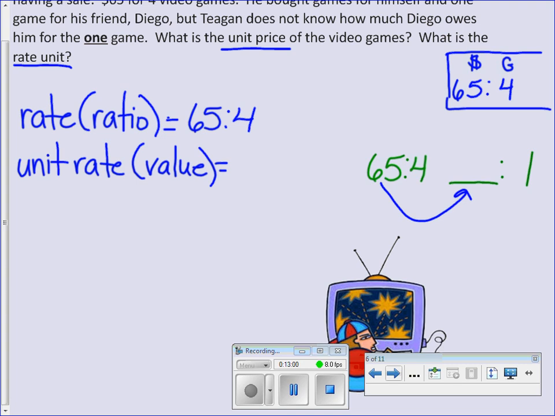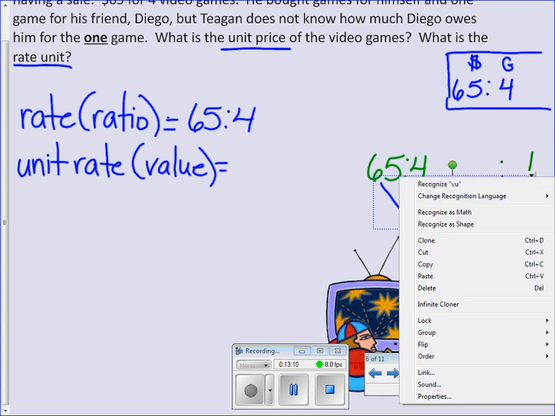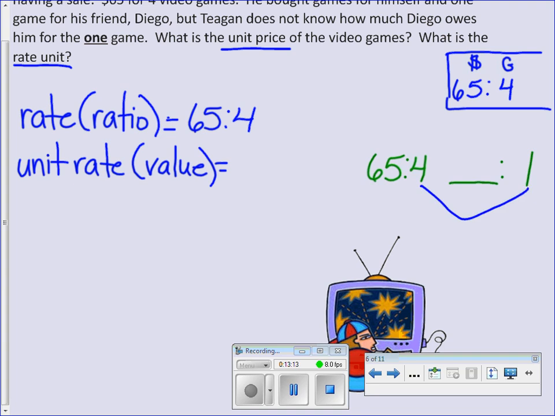So 65 to something, then 4 to 1. How do I get from 4 to 1? Not times it. This time I'm going to divide it by 4. Everybody said that. That's a common mistake. So you should be dividing in your margin right now. 65 divided by 4. Come on. 65 divided by 4.